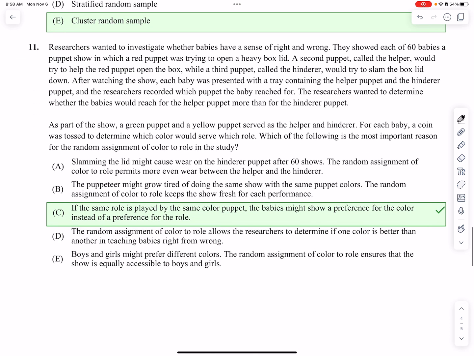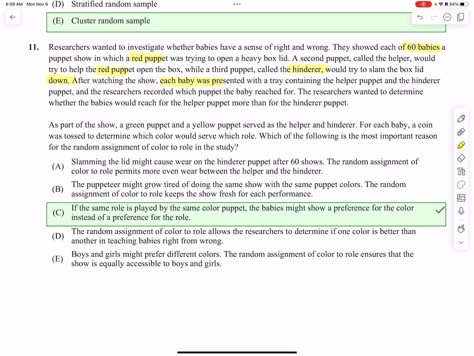That's cluster. Finally, the last one here, researchers want to investigate whether babies have a sense of right and wrong. So they have 60 babies watch a puppet show with a red puppet trying to open a heavy box lid. The second puppet, called the helper, is trying to help the red puppet open the box, while the third puppet, called the hinderer, would try to slam the box down. After watching the show, each baby was presented a tray containing the helper puppet and the hinderer puppet, and the researchers recorded which puppet the baby would reach for. The researchers wanted to determine whether the babies would reach more for the helper or the hinderer puppet.